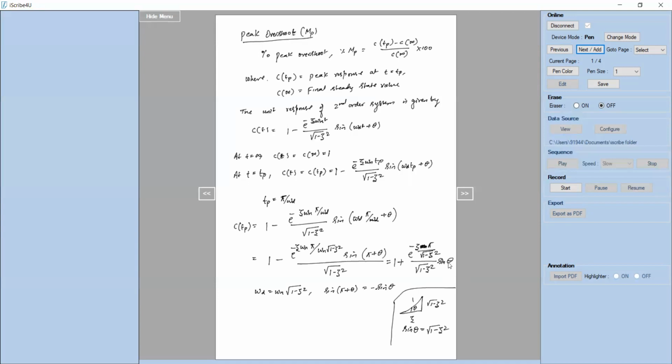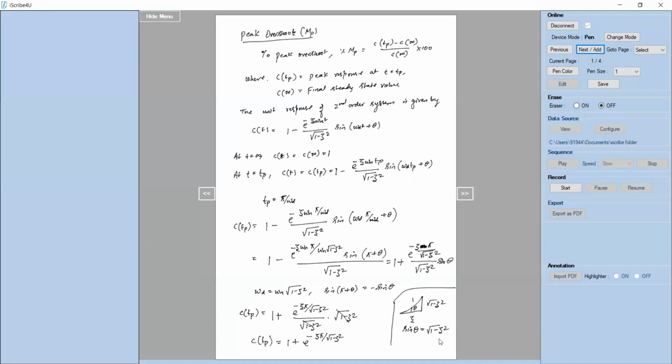So now what I do is C of Tp, I'll be substituting that value which is equal to 1 minus e power minus zeta pi square root of 1 minus zeta square divided by 1 minus zeta square. For this sine theta, I'll be substituting this, which is equal to square root of 1 minus zeta square. So this and this get cancelled now. So I'll be having the C of Tp as what? C of Tp as 1 plus e power minus zeta pi divided by square root of 1 minus zeta square.